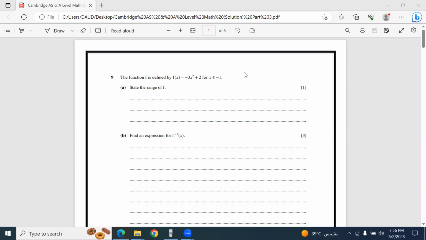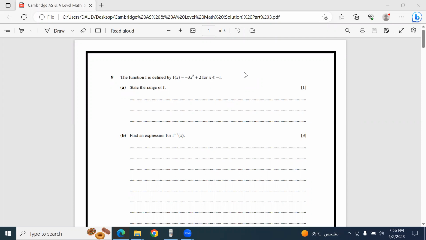Hi viewers, this is the third part of Cambridge International AS and A-Level examination, February-March 2023, 9709, paper 1-2. We will continue from question number 9 onwards.